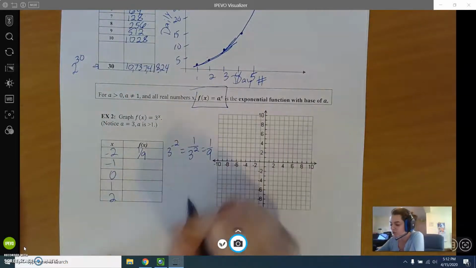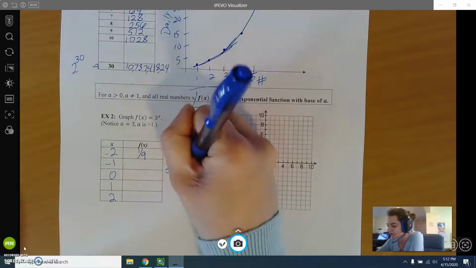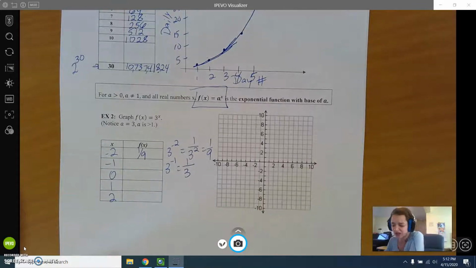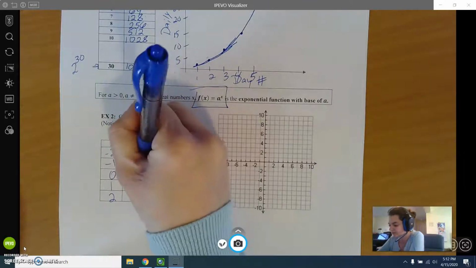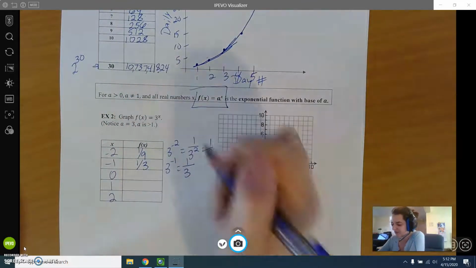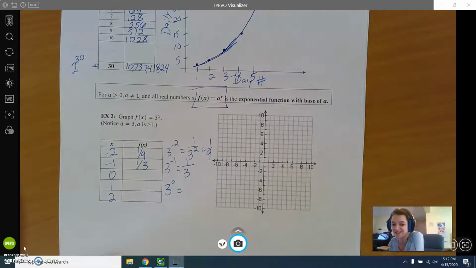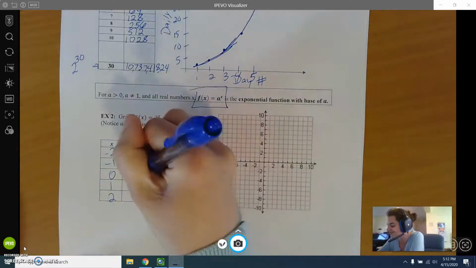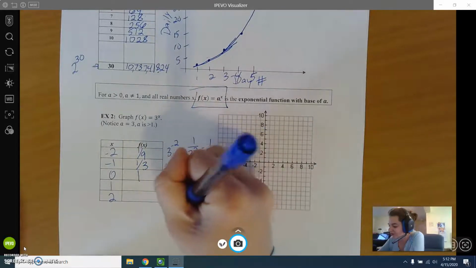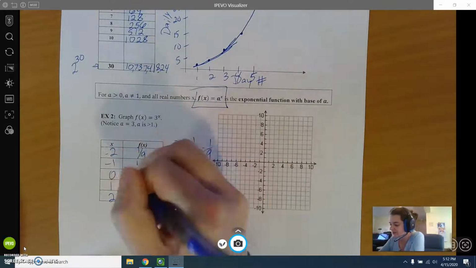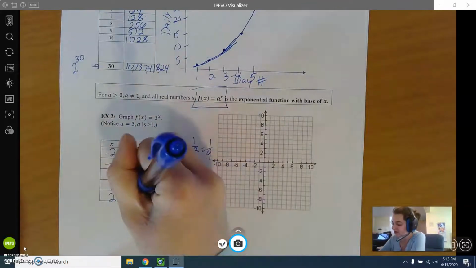If x is -1, that would be 3 to the -1st power, which would be 1 over 3 to the 1st, which is just 3. So if x is -1, f of x would be 1/3. If x is 0, we would have 3 to the 0, and hopefully you guys remember anything to the 0 power is 1. Good. Next up, I've got x is 1, so that would be 3 to the 1st, which would just be 3. And if x is 2, that would be 3 squared, and 3 times 3 is 9.